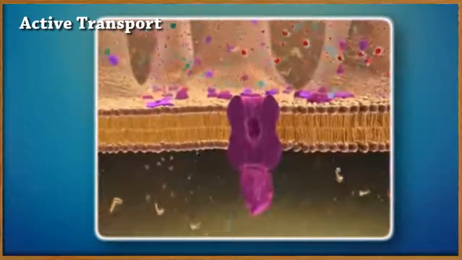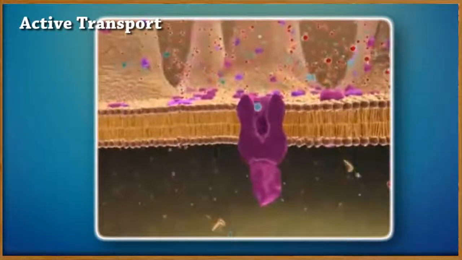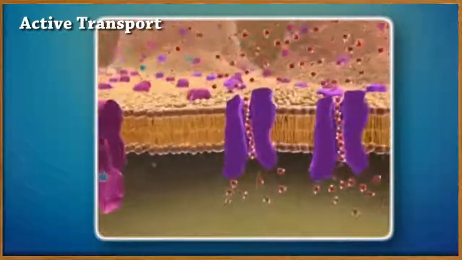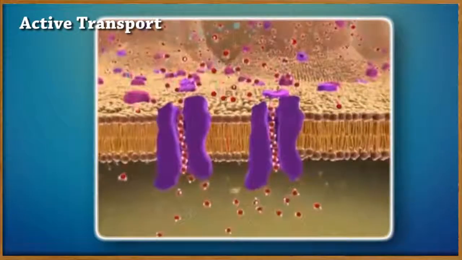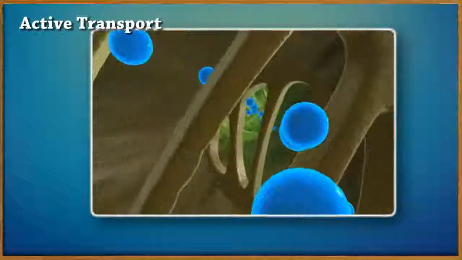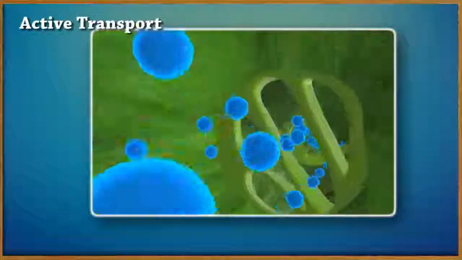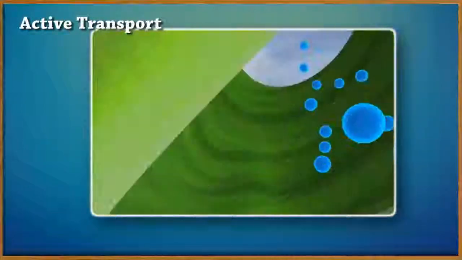The cells do that by a process called active transport. Active transport is an energy-consuming process by which substances are transported against their concentration gradient. In the cell membrane of root hair cells are special carrier proteins. They pick up nitrate ions from outside the cell and then change shape to push the nitrate ion through the cell membrane into the cytoplasm of the cell.